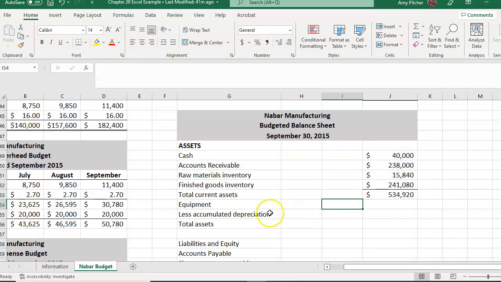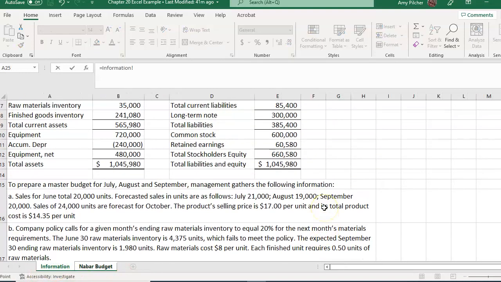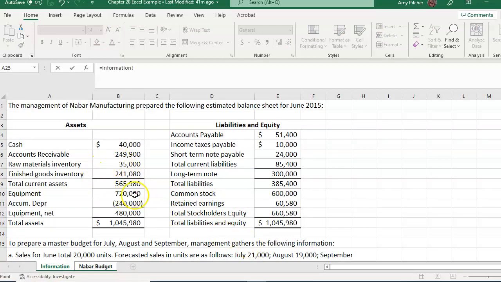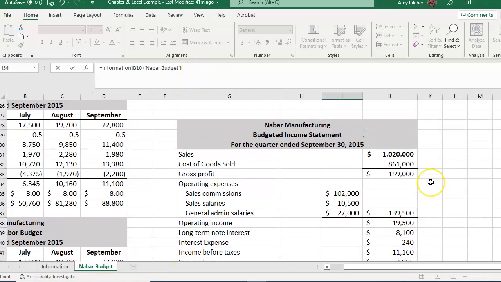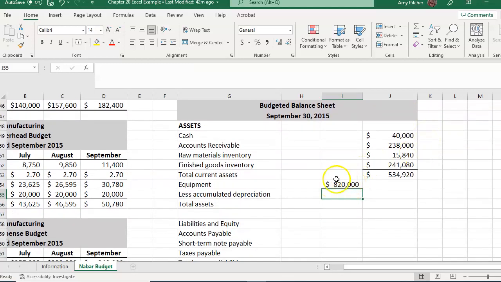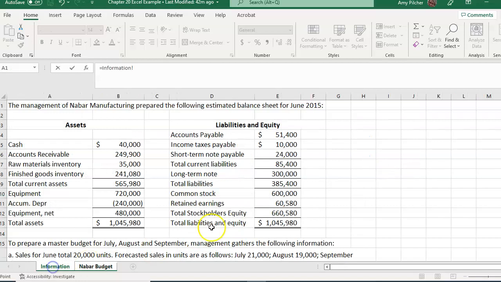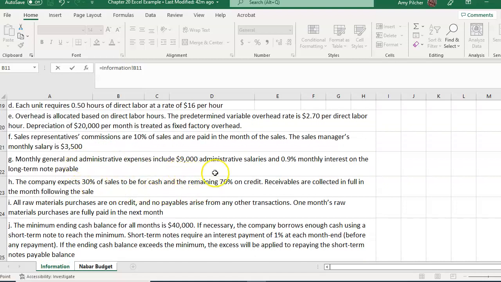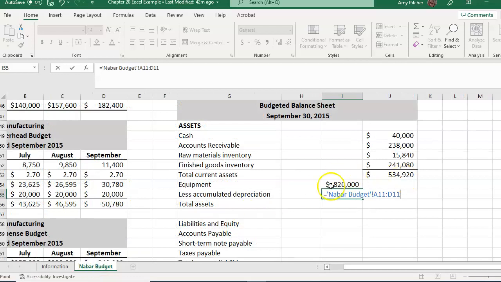Now equipment and accumulated depreciation. If I go to my balance sheet over here, it says that I have equipment of 720,000. Then I also need to remember that I paid $100,000 for new equipment in September. So now I have equipment of 820,000. And my accumulated depreciation is 240,000. But what else did I do? Oh, it tells me that those 3 months of fixed cost is depreciation.